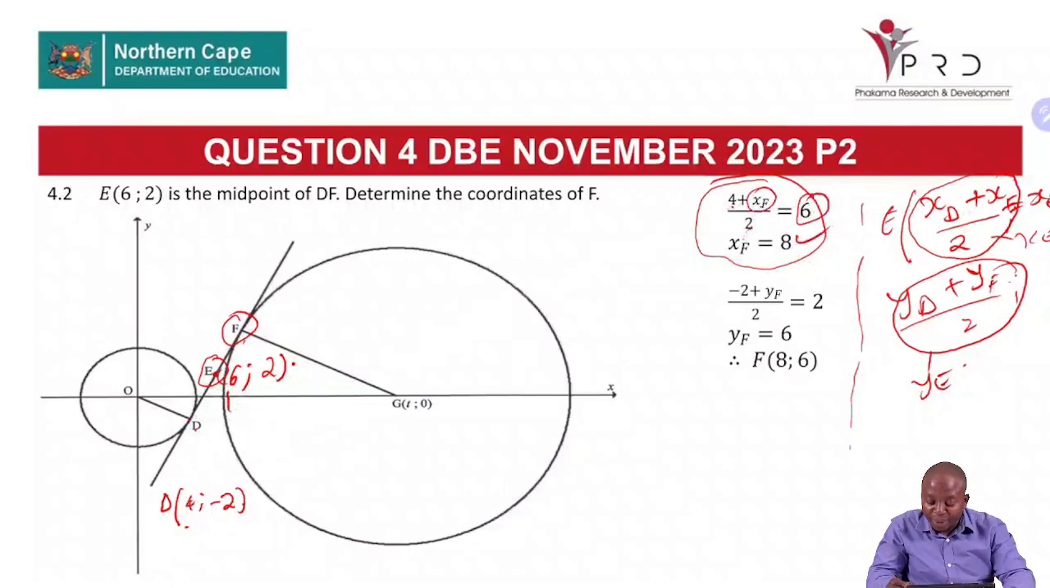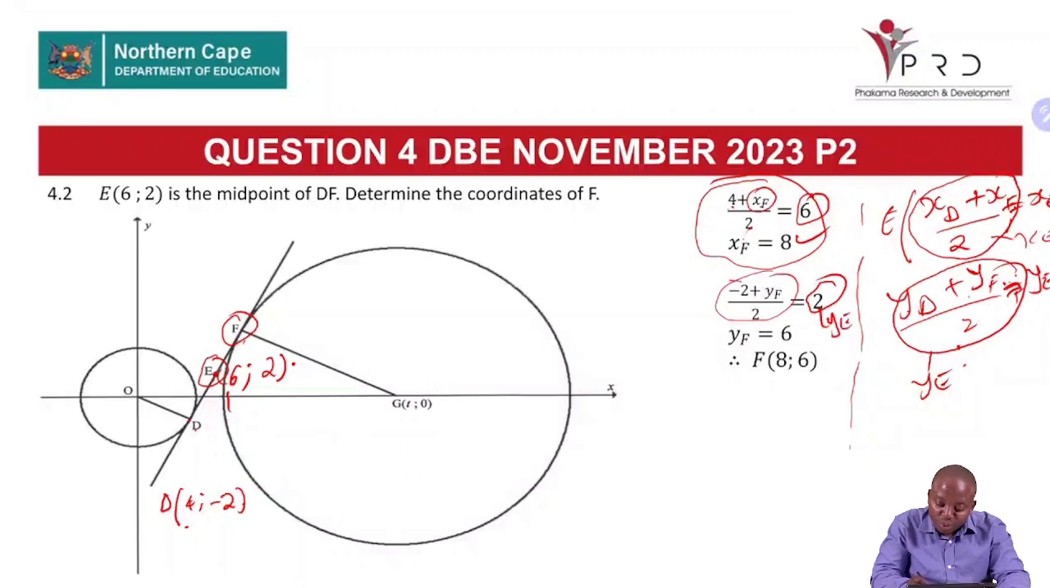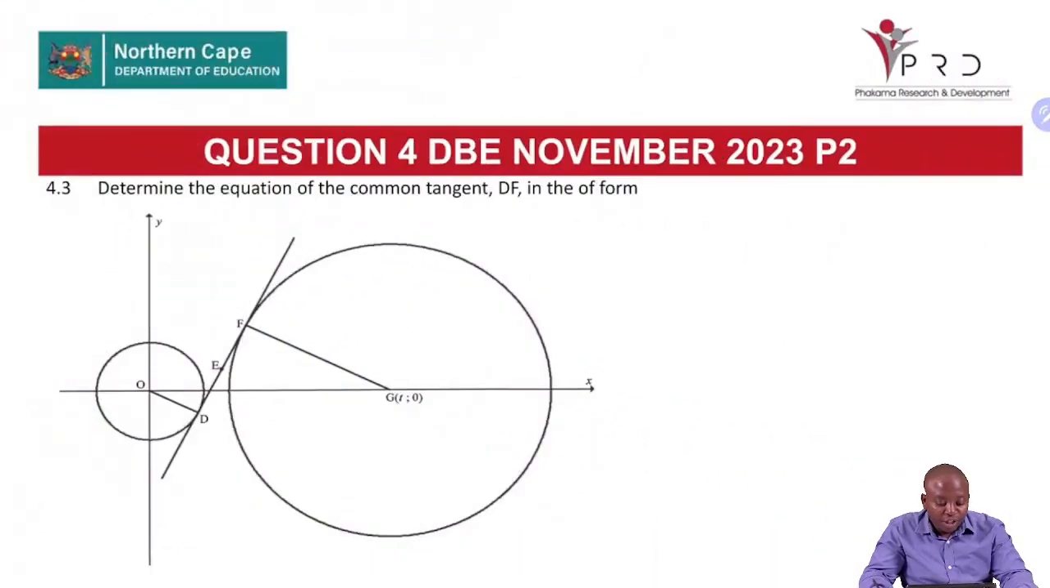Then we come to the Y part. Remember the second part, we say YD plus YF over 2. It will give us YE. In this case, it is equal to YE. This is YE, and that was our XD. Then we find our YF as 6. So F is (8, 6). Let's proceed.